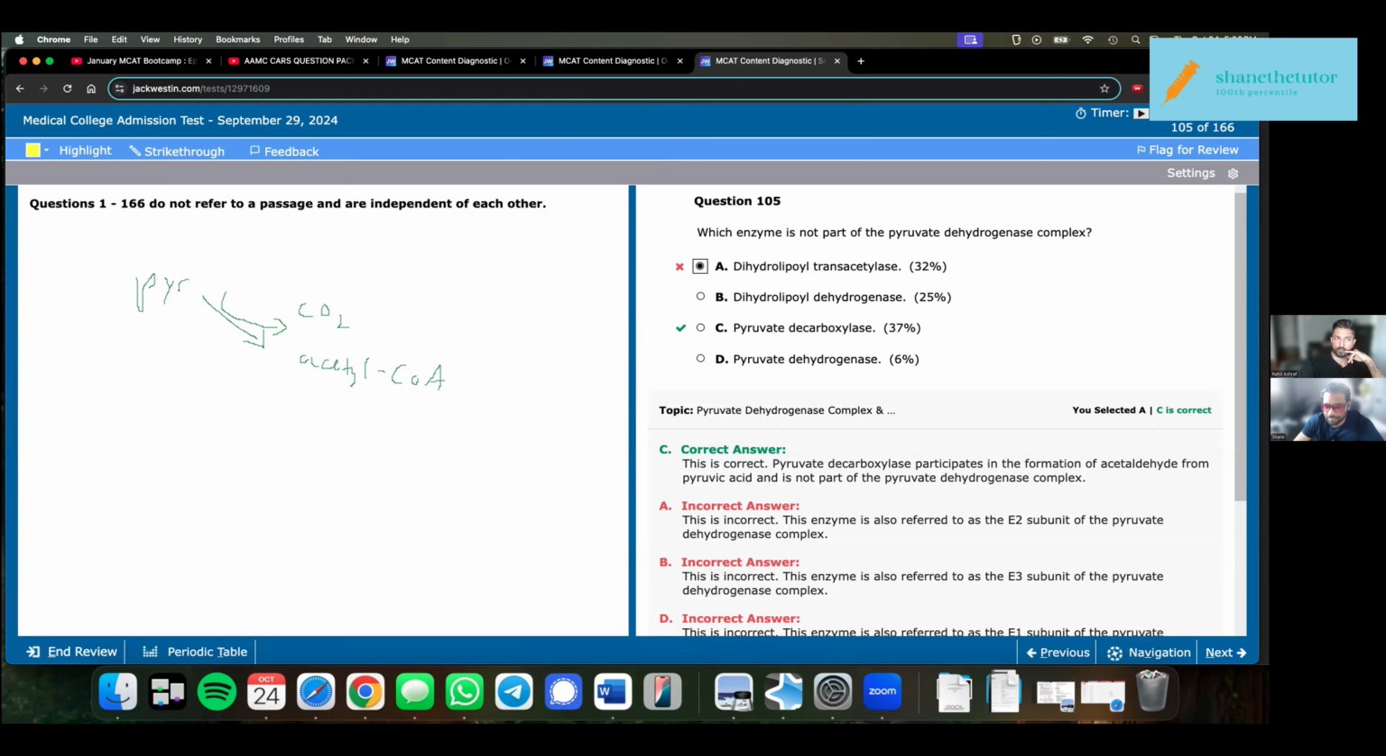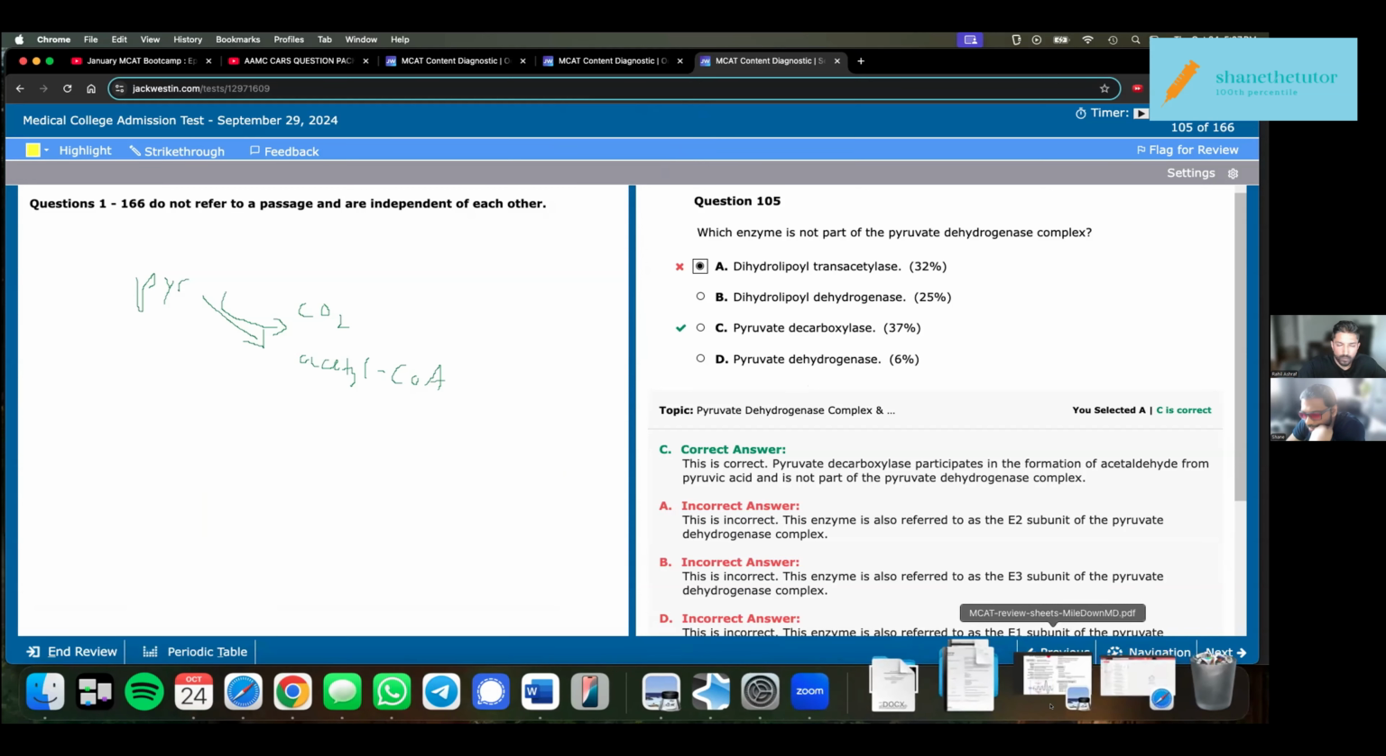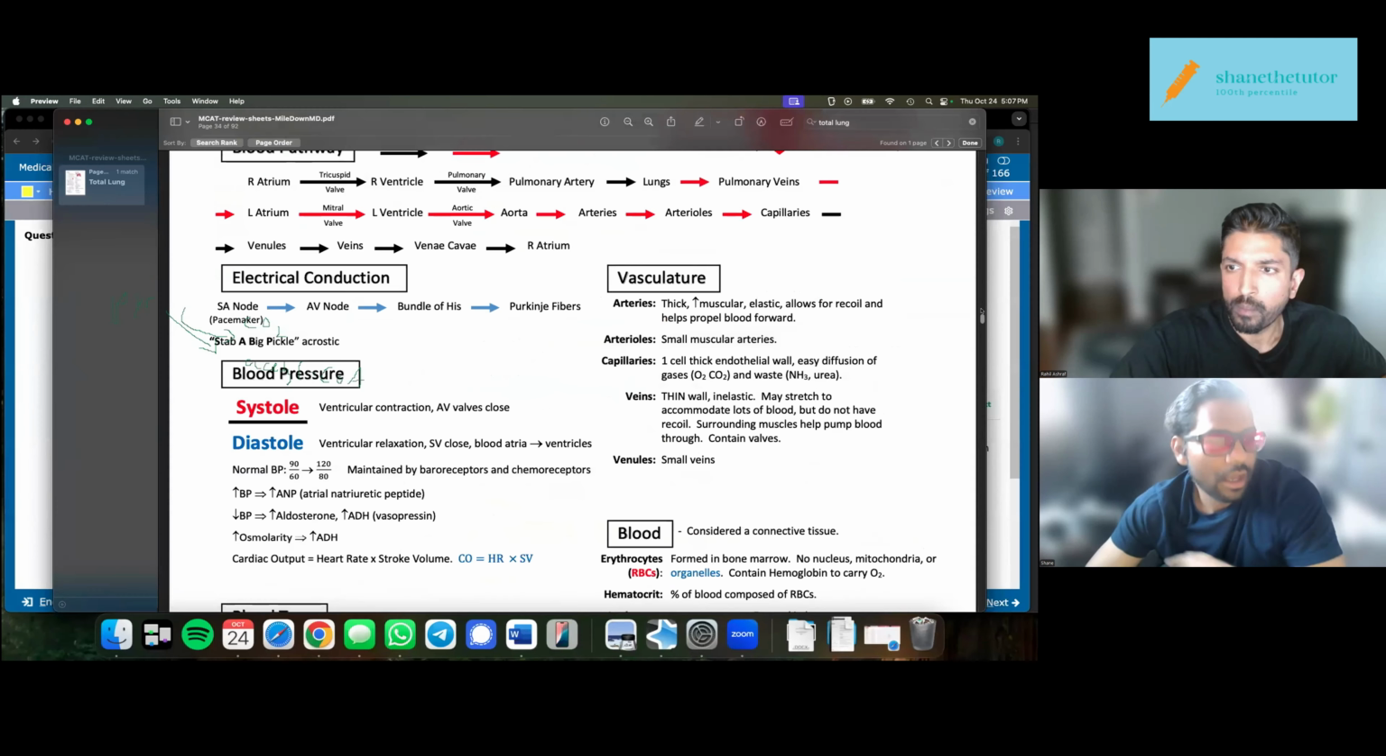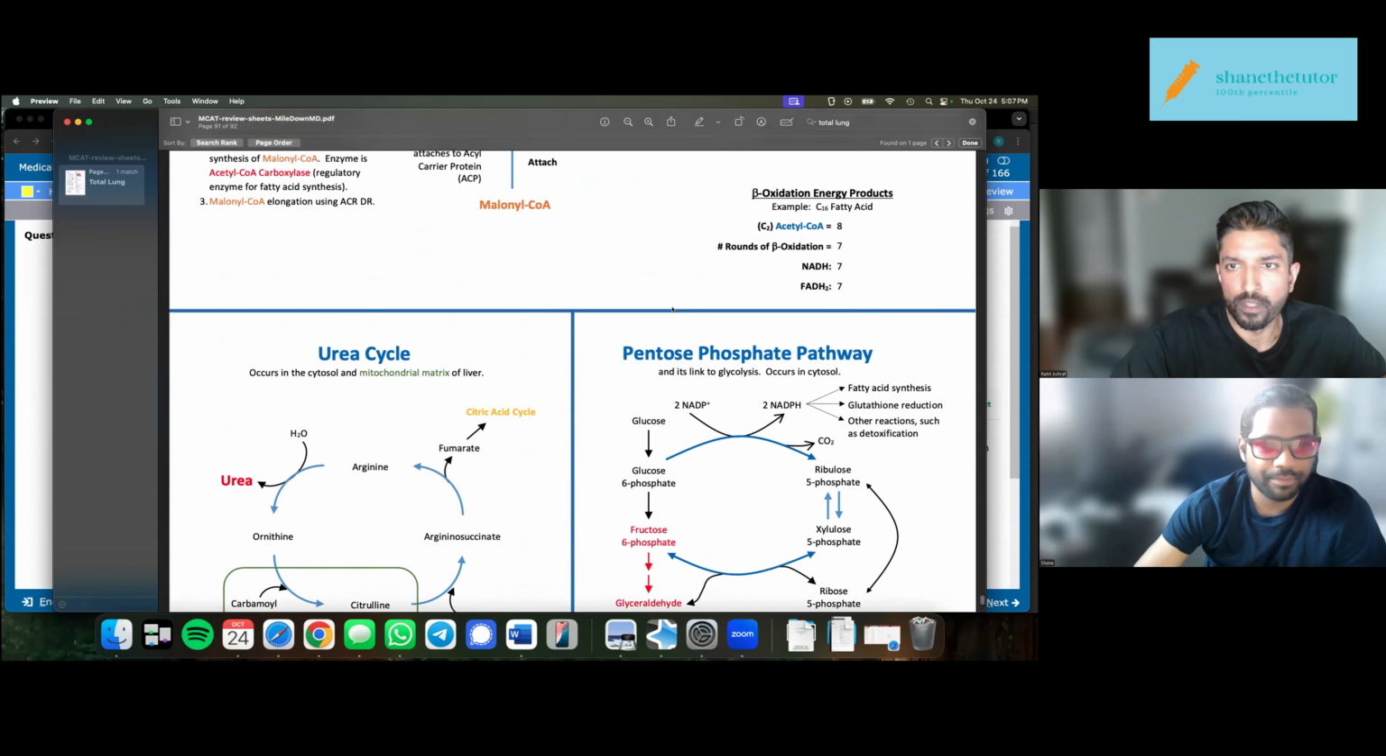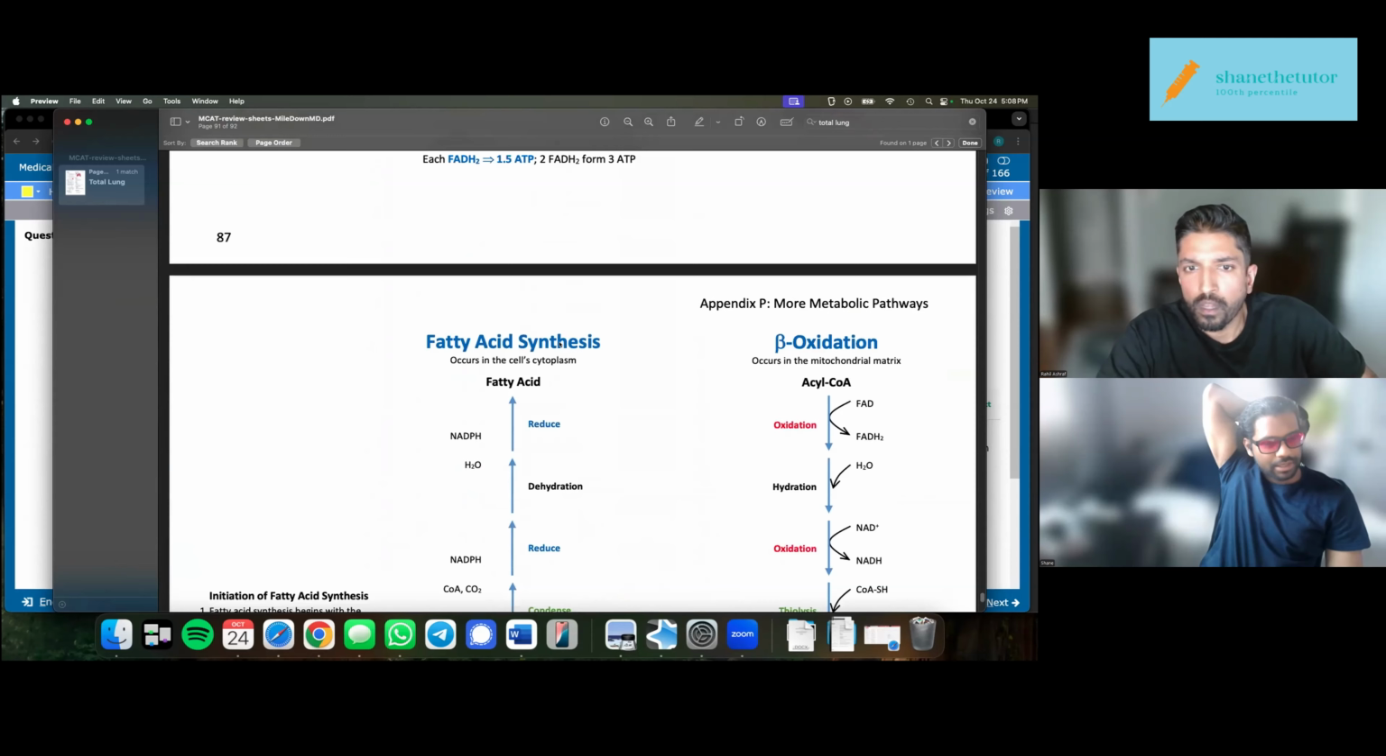I'm going to get you a picture here. It's weird because the first thing that comes up when I search it is wrong, because it says that there is a decarboxylase. As you're looking that up, let's look at the pyruvate dehydrogenase complex.